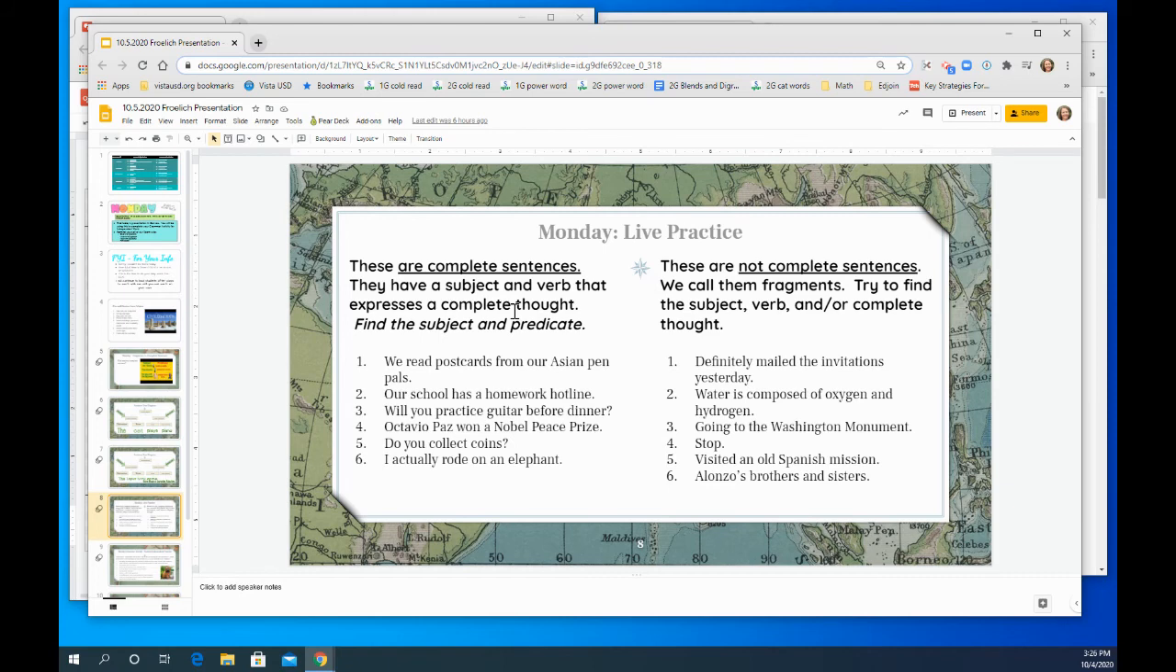So we're going to look at some example sentences. You can do more of these on your own. We're only going to do 2 of each of these so you can see the difference between a complete sentence and an incomplete sentence. So if you look at number 1, these are all complete sentences because they have a subject and a predicate. Number 1 says, we read postcards from our Asian pen pals. So I want you to think about, who is that sentence about?